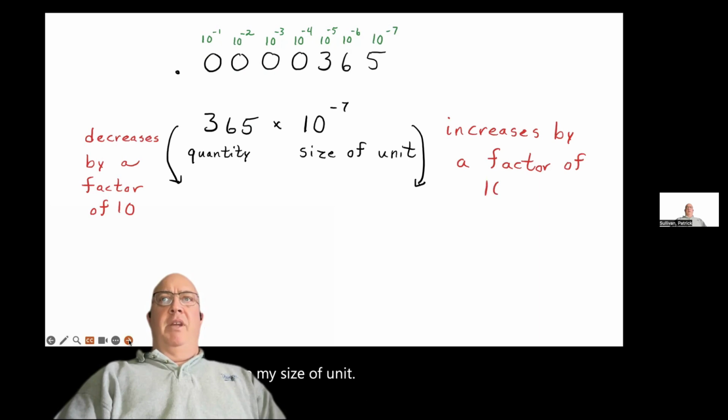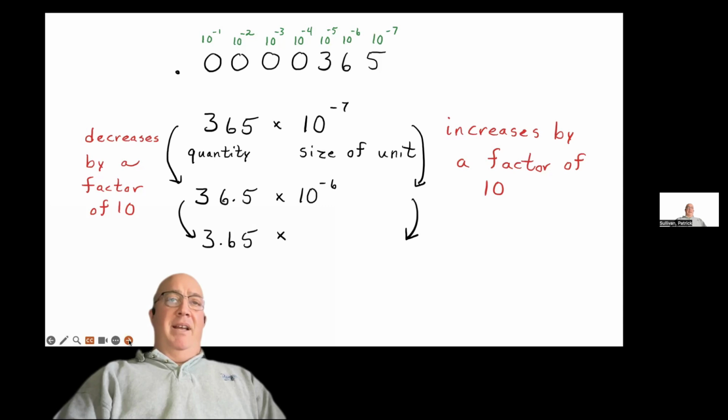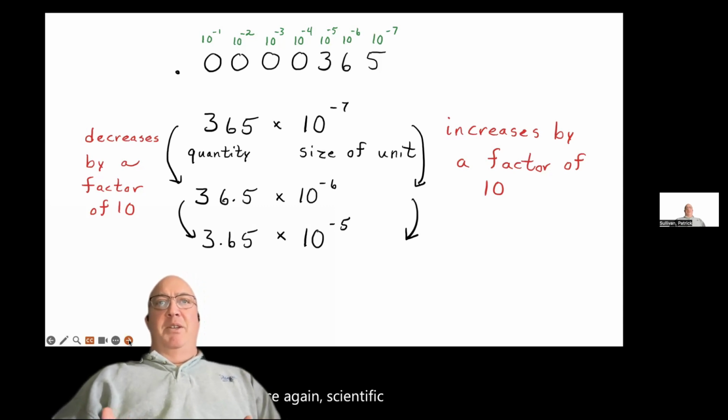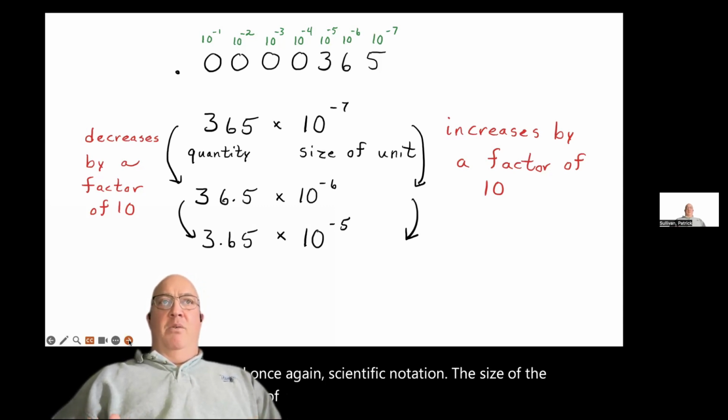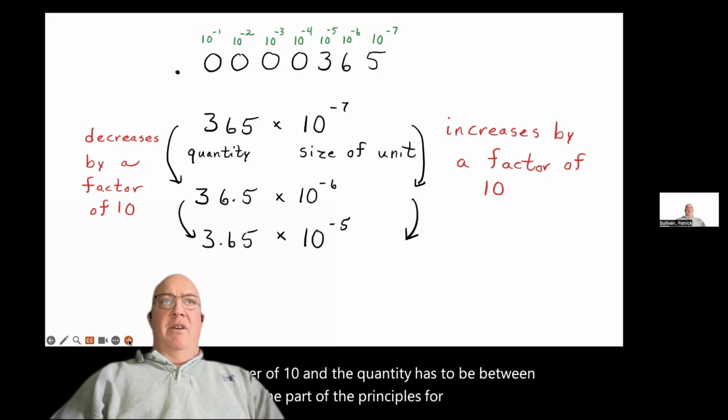I'm going to perform a couple equal exchanges here, as I did before. So I have 36.5 millions and 3.65 hundred thousandths. And there I am. And once again, for scientific notation, the size of unit has to be a power of 10, and the quantity has to be between 1 and 10. That's part of the principles for scientific notation. So I've converted both of those numbers into what we call scientific notation.